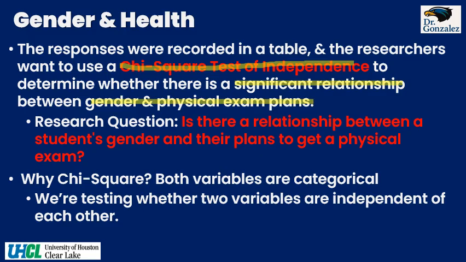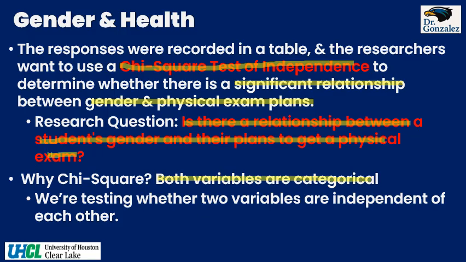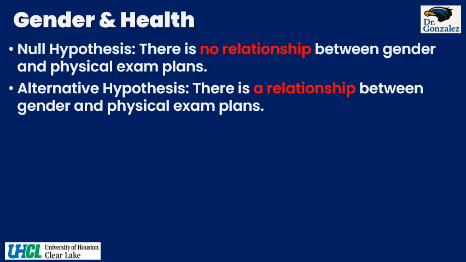So our basic research question is: is there a relationship between a student's gender and their plans to get a physical exam? Why are we using chi-square? Because both of our variables are categorical. Our null hypothesis would be that there's no relationship between gender and the decision to do a physical exam, and our alternative would be that there is a relationship between gender and the decision to get a physical exam.